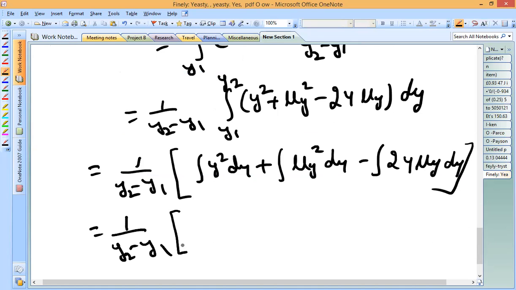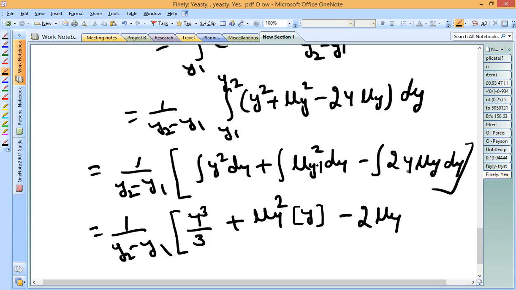What is the integration of y square with respect to y? Y cube by 3, plus mu y square is constant, and integration of 1. If you don't have anything here, you have to assume that as 1. So here integration of 1 with respect to y is y, minus 2 mu y is constant, take it outside, integration of y with respect to y is y square by 2. So for this you will be applying the limit as y1 to y2 as a whole.